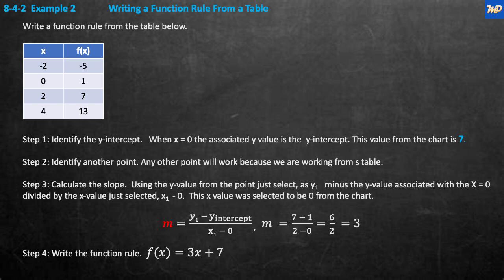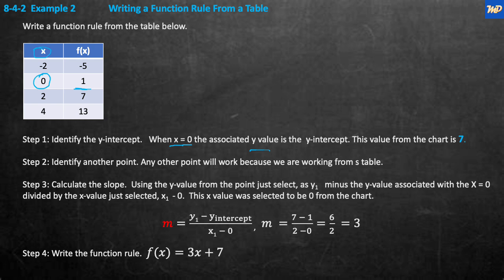Okay, example 2. Write a function rule from a table. So we have a table here that has your x value and your f of x value in columns, and there are 4 points. The first step says identify your y-intercept. How do we do that? When the x value is 0, the associated y value is the y-intercept. In this case, the value from the chart is going to be 1. When x is 0, this is your y-intercept. So our y-intercept in this table is 1.